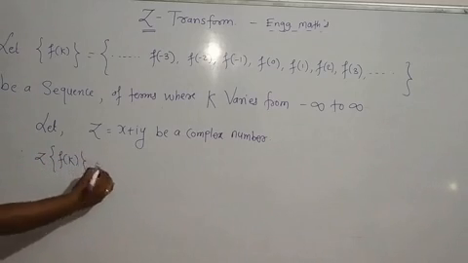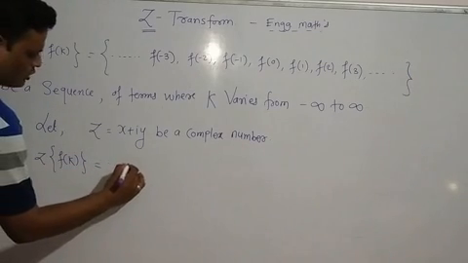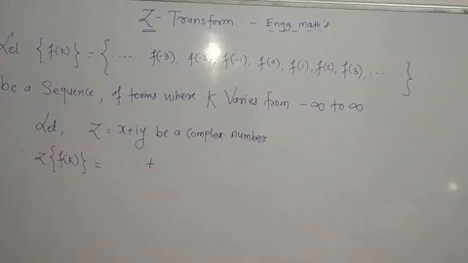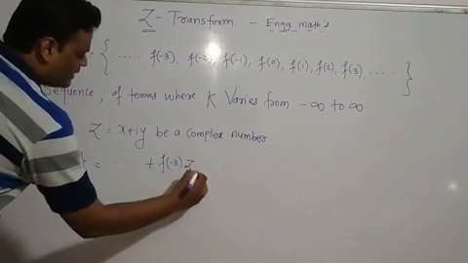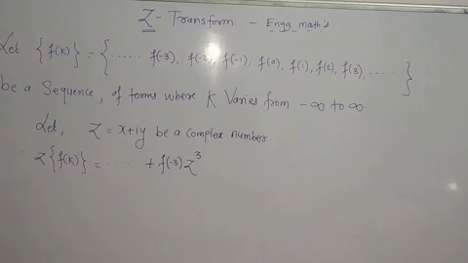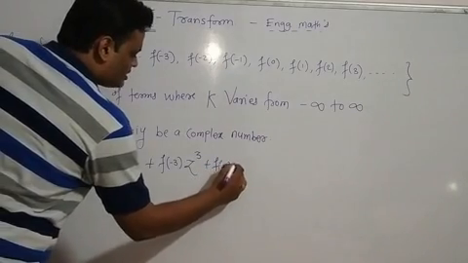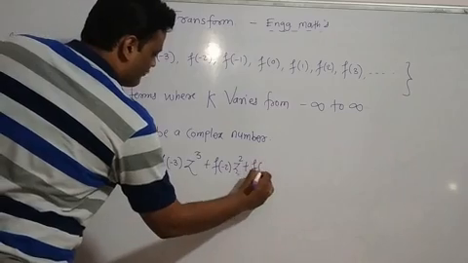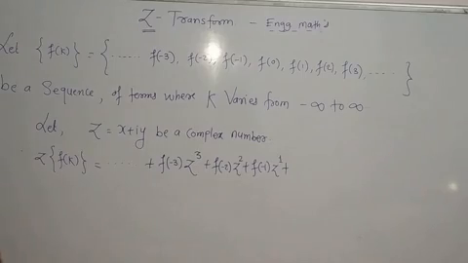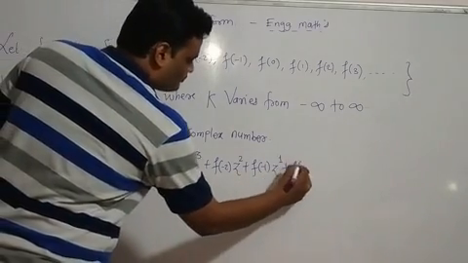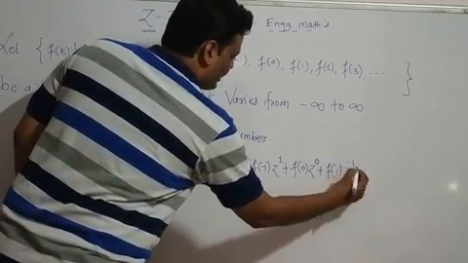What is z of f of k? So z of f of k is defined as dot dot dot dot. That means it will come from minus infinity, and you have f of minus 3 z raised to 3 plus f of minus 2 z raised to 2 plus f of minus 1 z raised to 1 plus f of 0 z raised to 0 plus f of 1 z raised to minus 1.